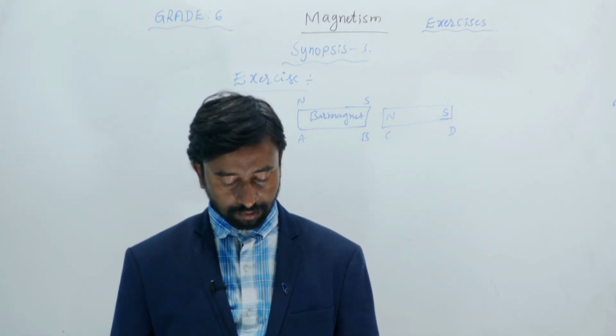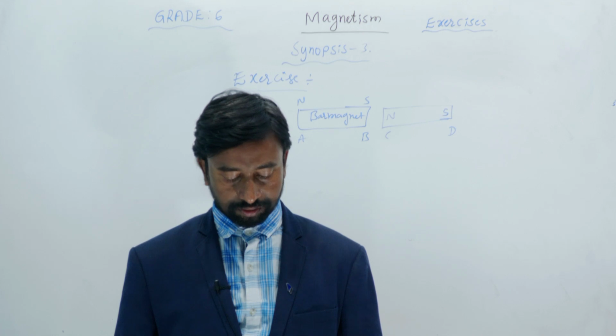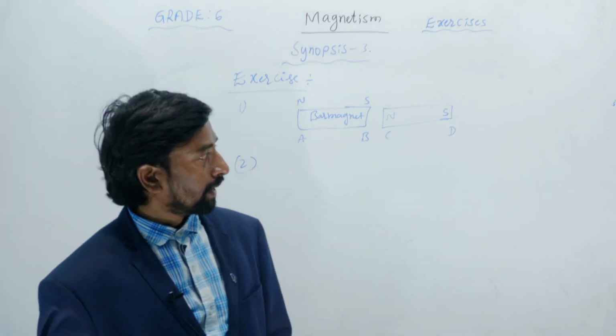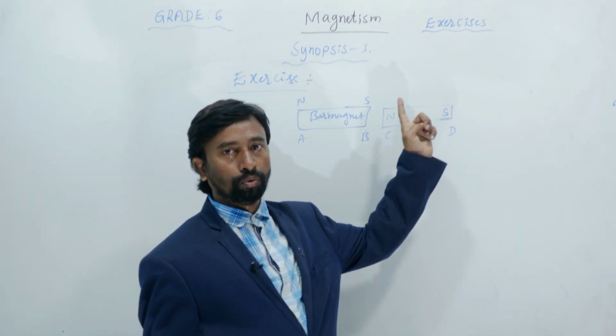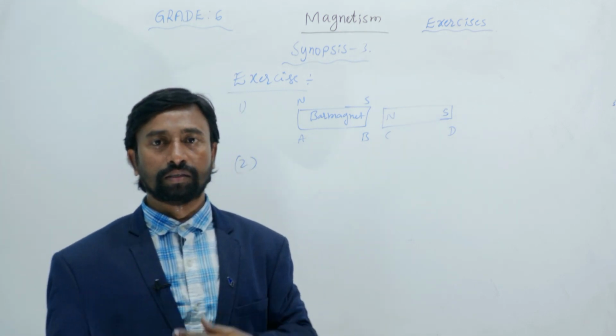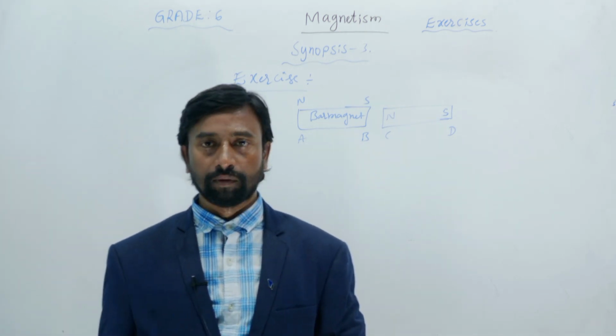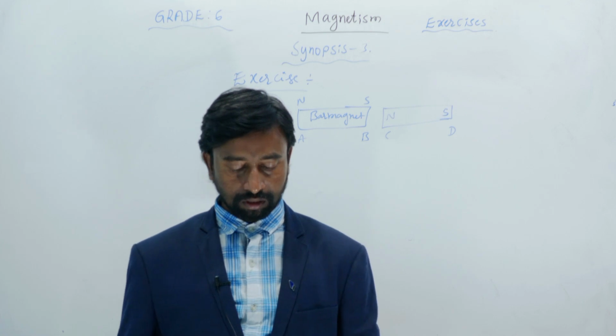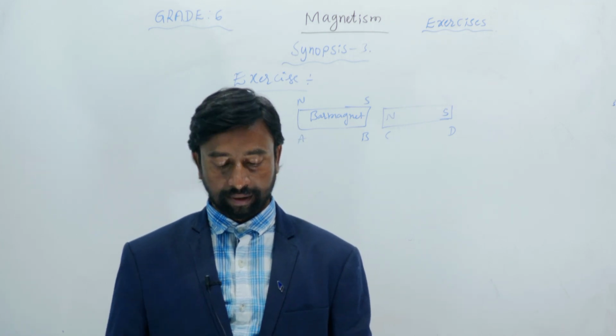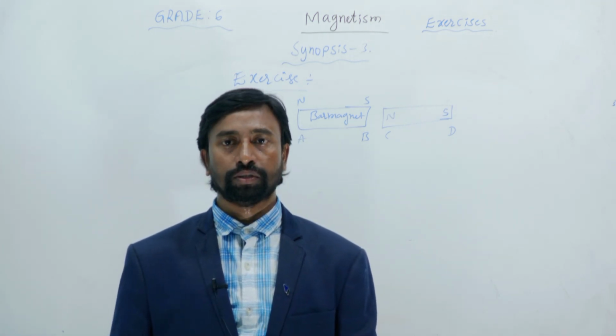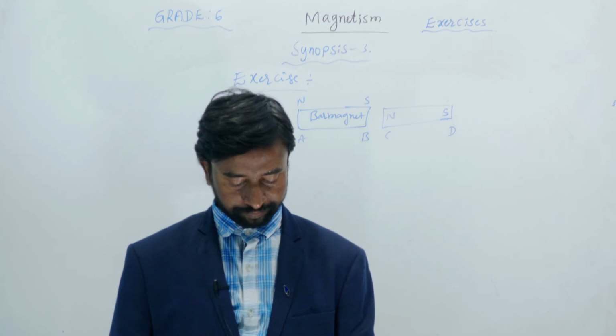A compass points north because of the Earth's magnetic material. It will be the south pole of the Earth. Inside the Earth there is a terrestrial magnet, and that is the south pole. So the north pole of a bar magnet always points toward the geographical north.